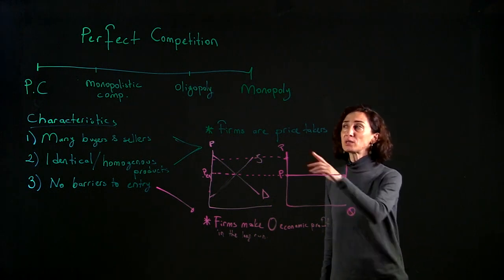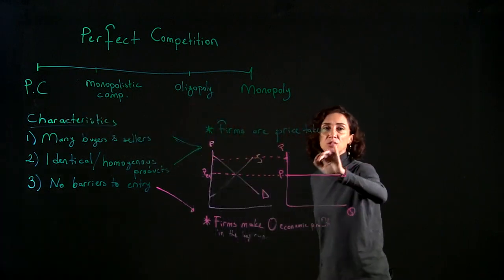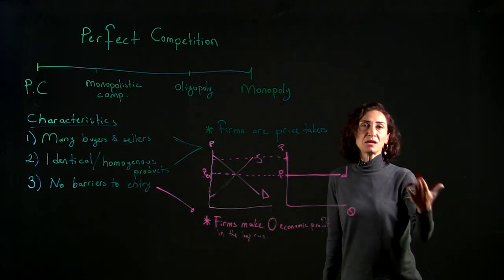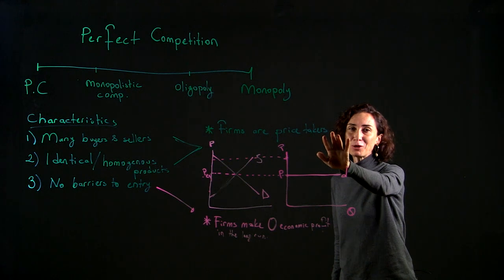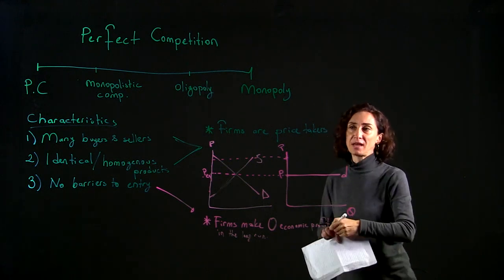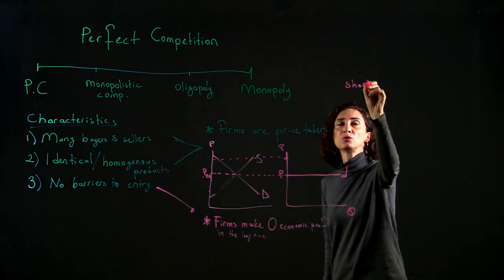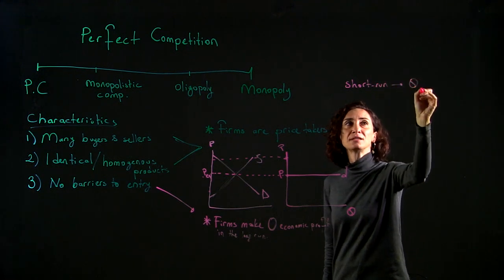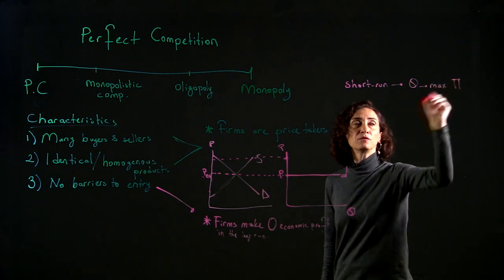So for firms in perfectly competitive markets, the short run decision is about the quantity. What is the quantity that maximizes profit? They have no decision about price. Why not? Because they are price takers. So for the short run decision, they ask themselves about the quantity that maximizes profit.